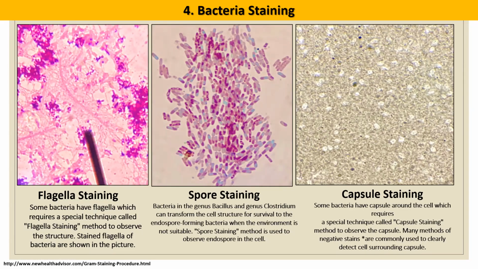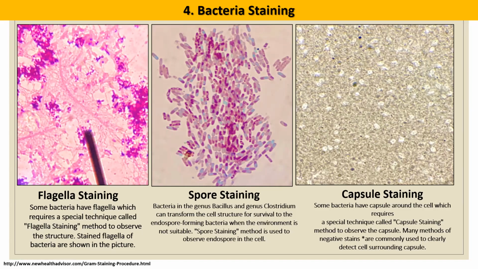Spore staining. Bacteria in the genus Bacillus and genus Clostridium can transform the cell structure for survival into endospore-forming bacteria when the environment is not suitable. The spore staining method is used to observe endospore in the cell, as shown in the figure. You can see that the endospore is stained in green and the cell is stained in pink.